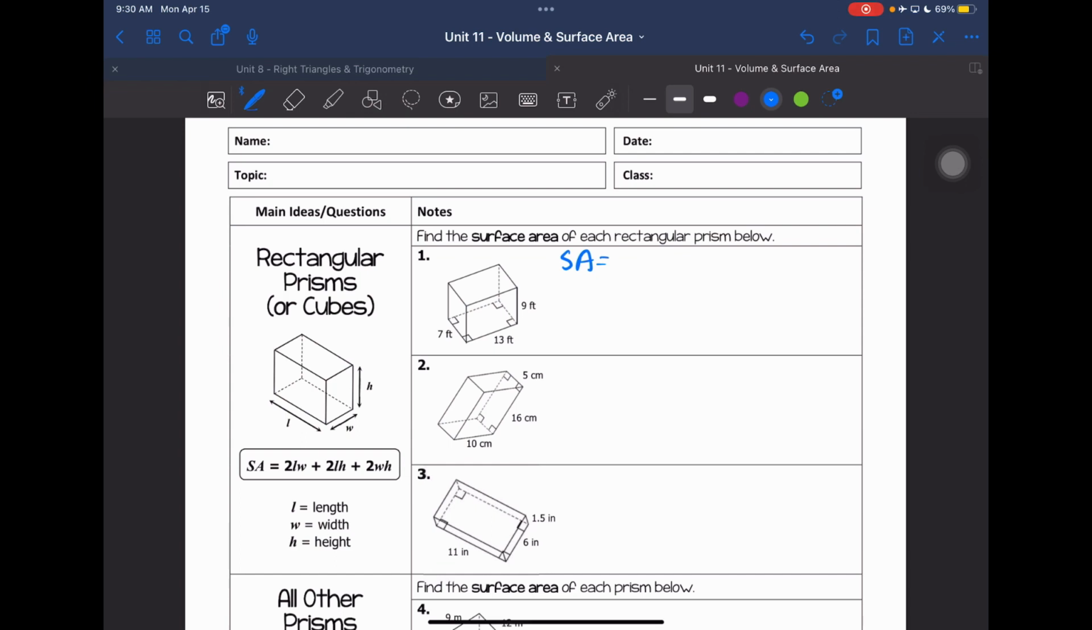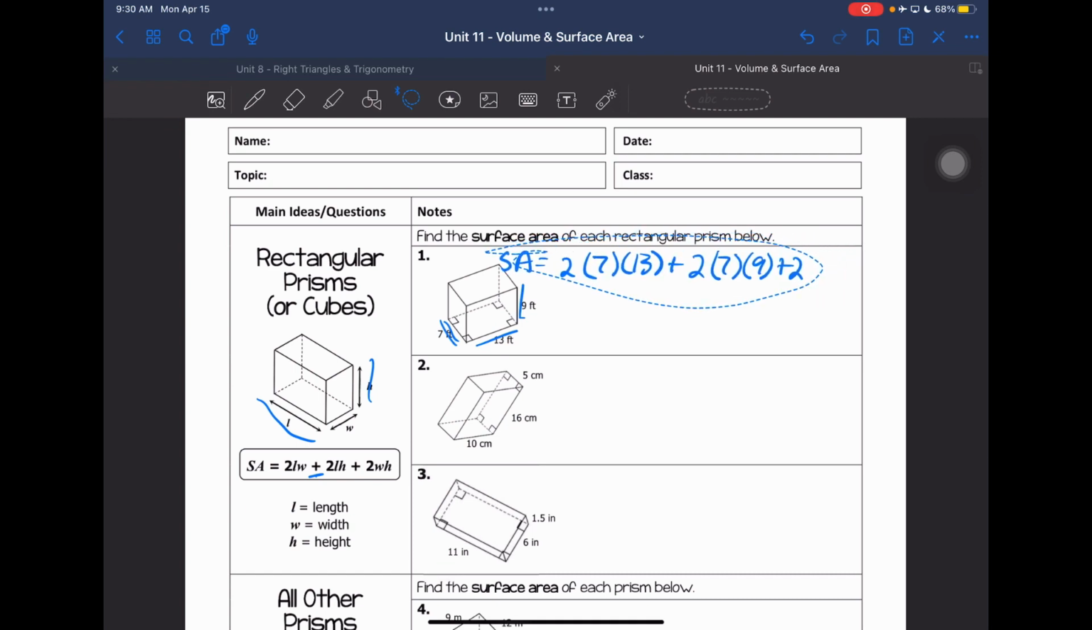All we have to do is 2, and then length times width, so 7 times 13, so 7, 13. Then let's put our plus sign. Next is 2 length times height. So I'm going to do this times this, which would mean 7 times 9. And then 2, the last thing is width times height. So I'm going to do 13 times 9.